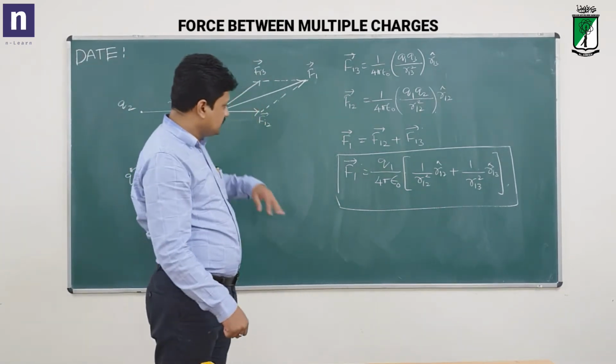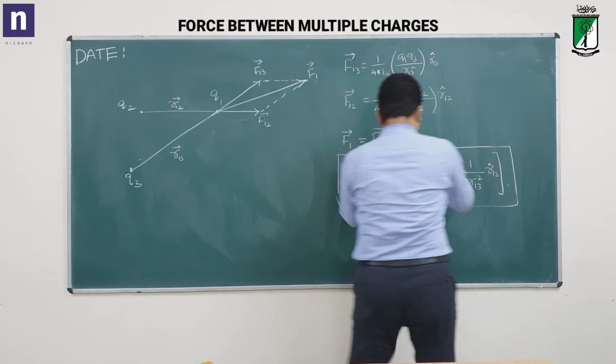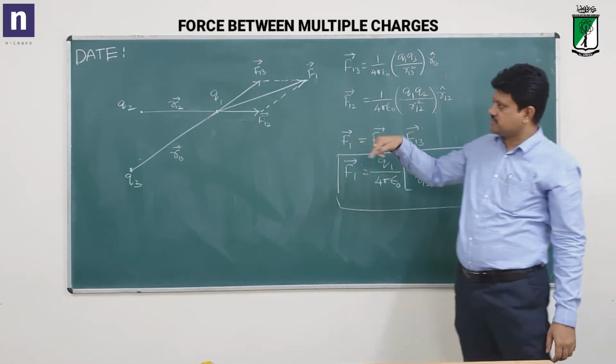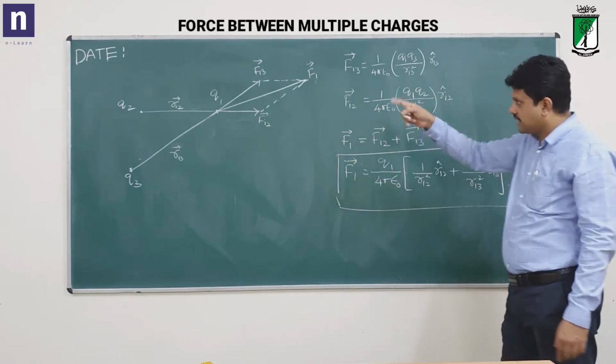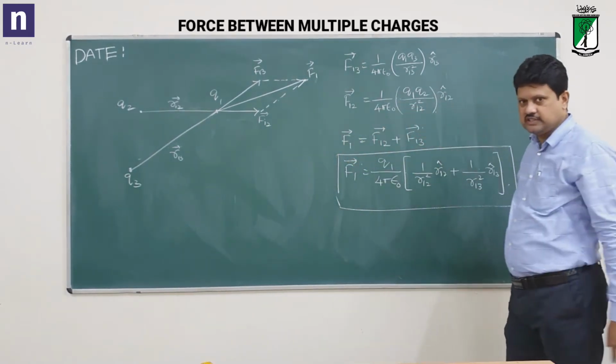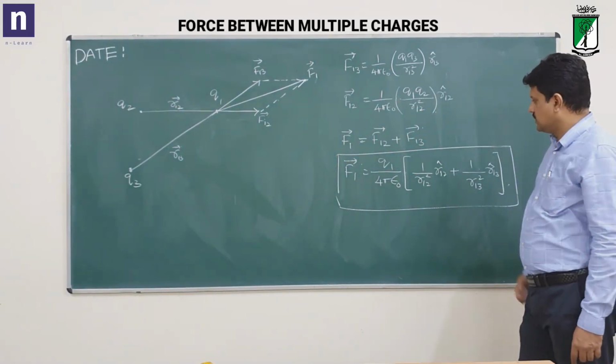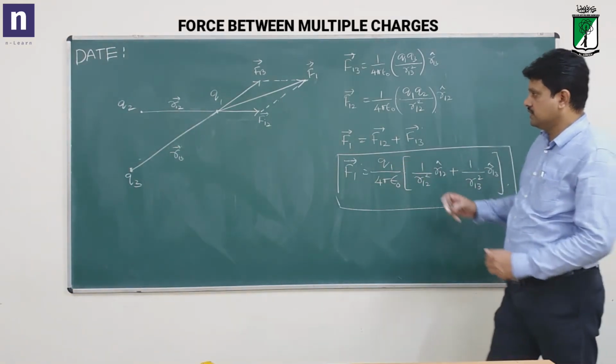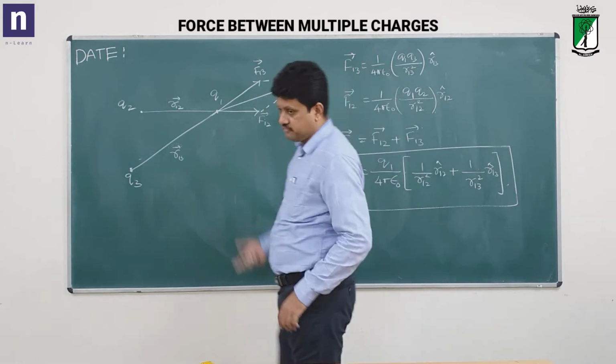Now you must be seeing there are two parts here, two forces. There are three charges but two forces, because one of the charges is experiencing the force and the other two charges are exerting the force on it. That's all. So now F1 you found out like this. Now in case you want, let us say there are multiple number of forces.